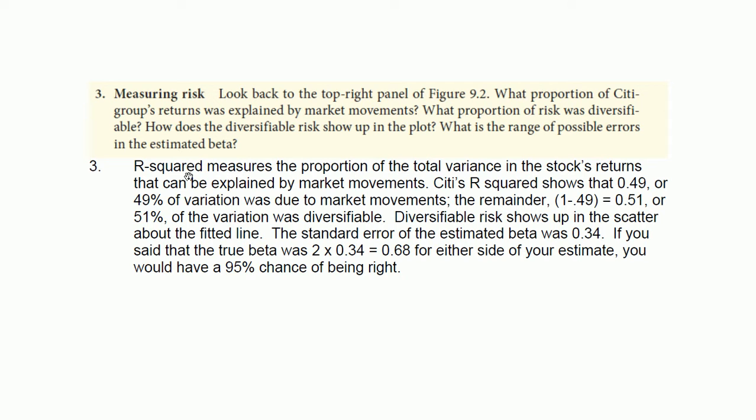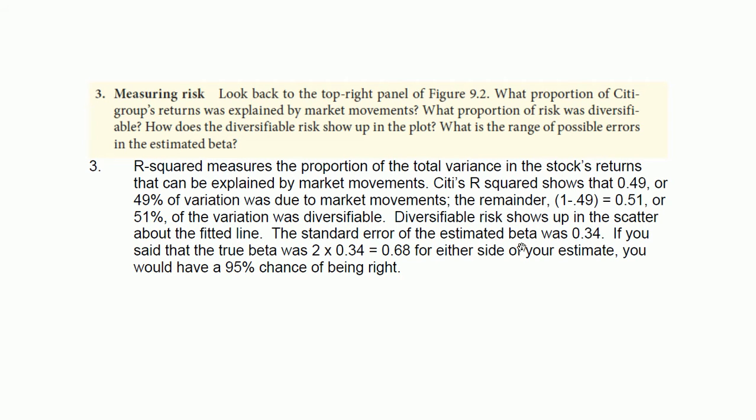So the R-squared measures the proportion of the total variation in the stock's returns that can be explained by market movements. And the part that is left is the risk that is diversifiable. Citi's R-squared showed that 0.49 or 49% of the variation was due to market movements. The remainder, 51% of the variation, was diversifiable. Diversifiable risk shows up in the scatter about the fitted line.